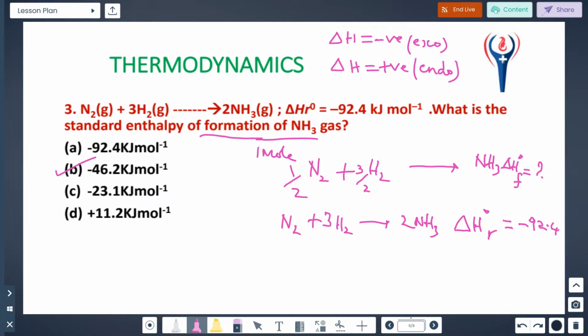Are you following this answer? 2 mole of ammonia, this much energy is evolved. But formation means always 1 mole, just remember. So for 1 mole of ammonia, how much energy is evolved? Half of this value is nothing but the B option. Understood? Are you following? Simple one.